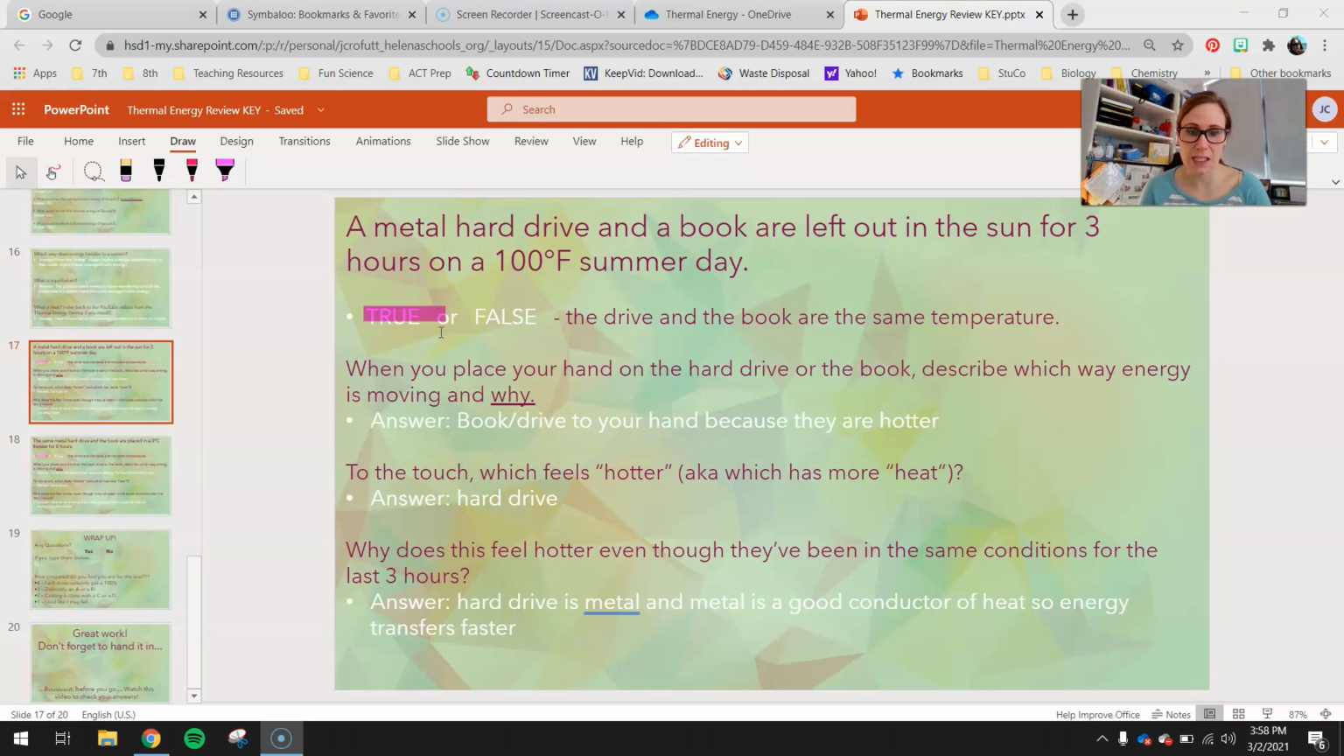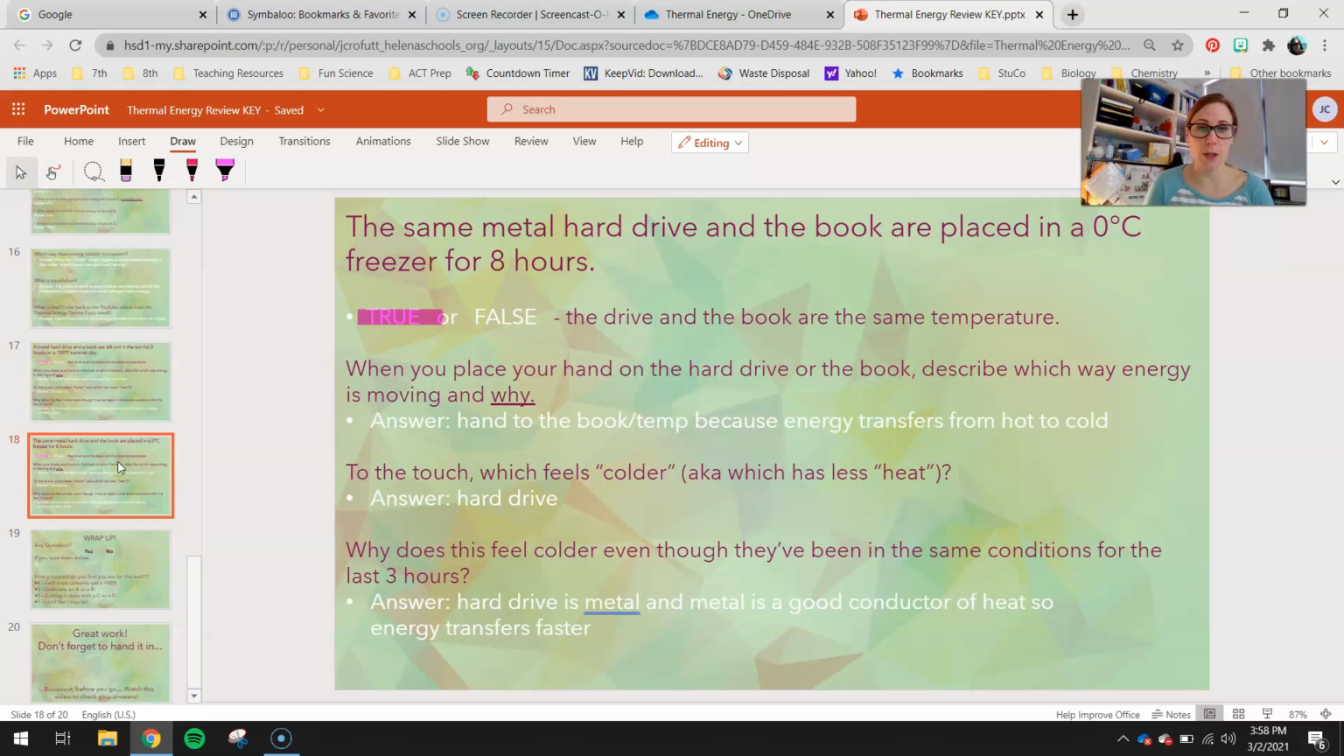Okay, and then why does this feel hotter even though they've been in the same conditions for the last 3 hours? Well, because metal is a great conductor of heat. When we touch that, we have more energy transferring into our hand faster than we do with the book. So even though they're the same temperature and they're both going to transfer energy to our hand because our hand is colder, the metal does it at a quicker rate.